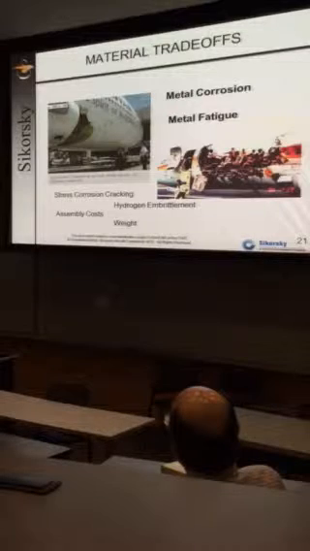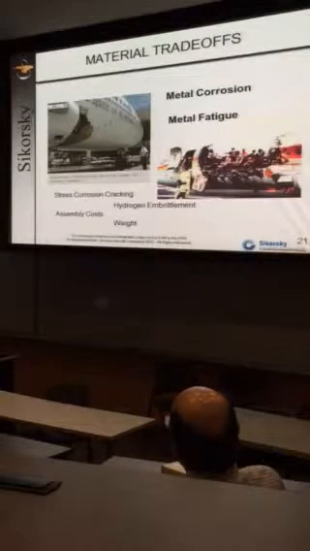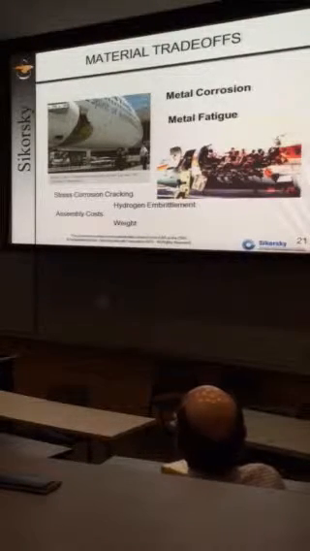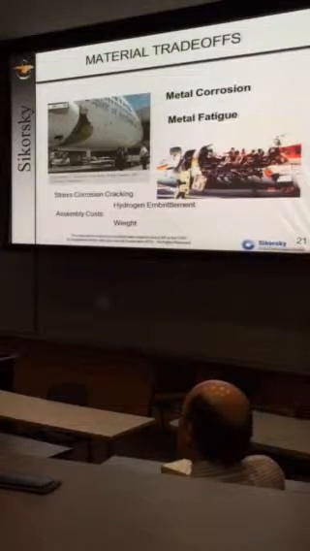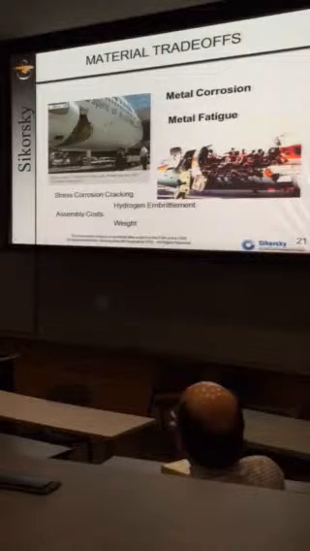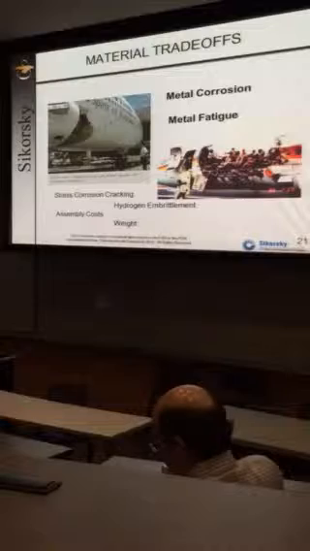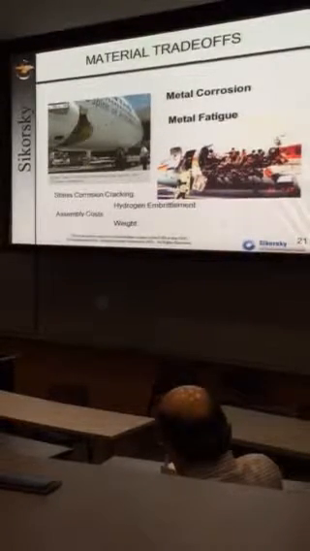When we're looking at metals, we have to look at not just their strength properties, but how do they behave in the environment? What are their corrosion characteristics? What are their fatigue characteristics? Stress corrosion cracking, hydrogen embrittlement, assembly costs, and weight are typically things that make metals less attractive when you compare them to composites. Things that make them more attractive are their isotropic properties, their durability, their resistance to impact.